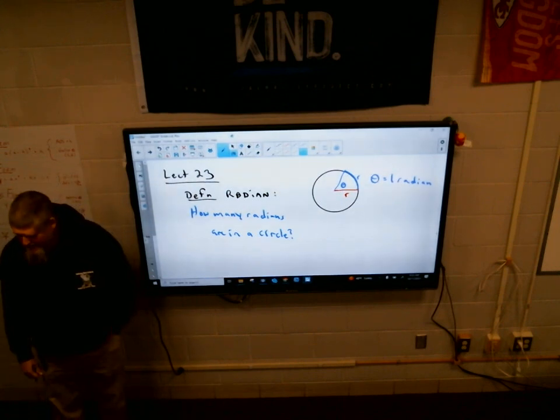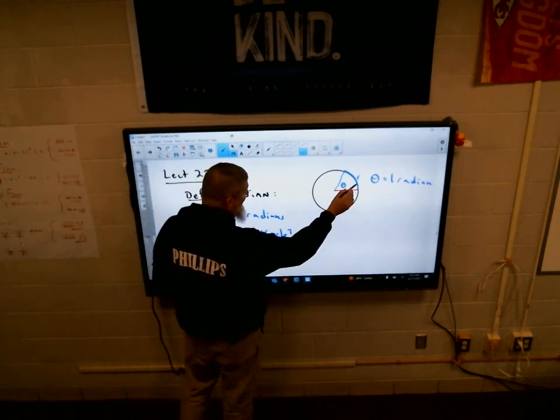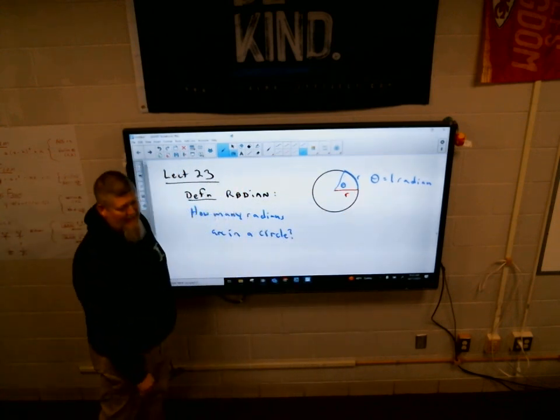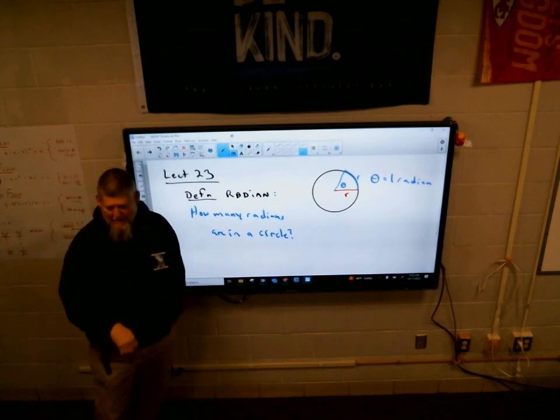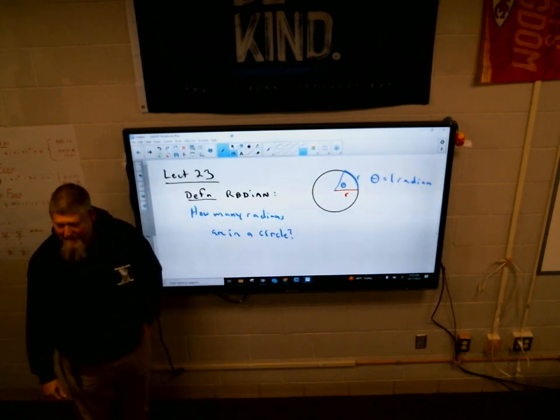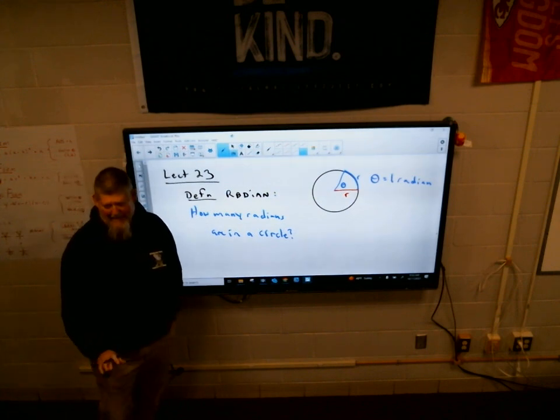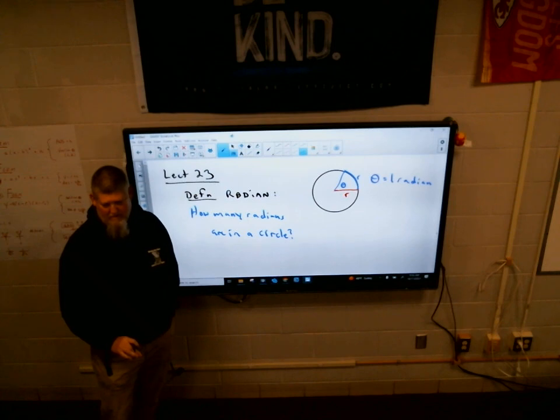Not 1, because this is 1. That's 1 radian. So how many of those are in an entire circle? Five? No? I'll give you a hint. Pi is somewhere in the answer. That's almost easy.